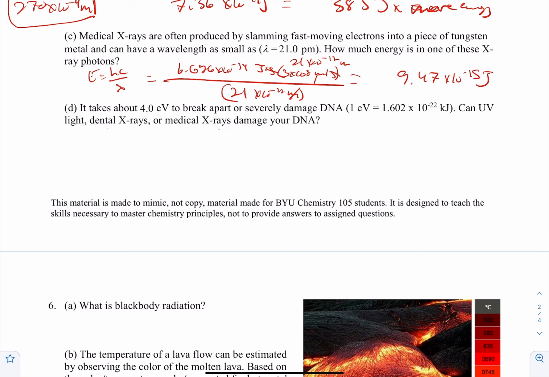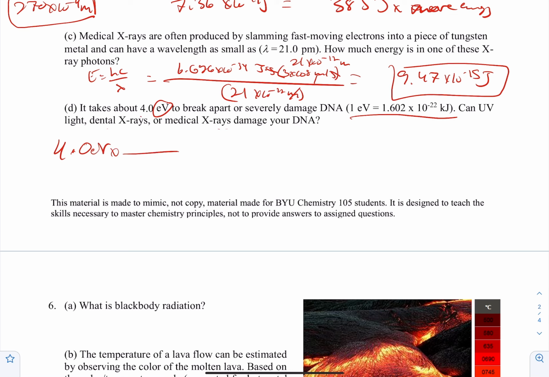It takes about 4 electron volts to break apart or severely damage DNA. That's another unit of energy that we can convert into joules, which you'll see here. Can UV light, dental x-rays, or medical x-rays damage your DNA? Well, let's see. 4 electron volts.